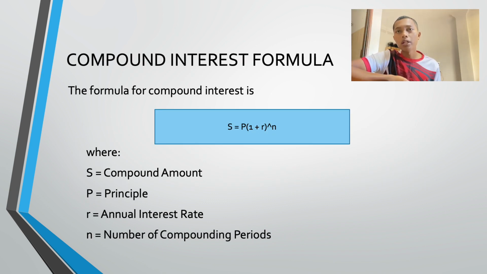This is the formula of compound interest, where S is the compound amount, P is the principal, R is the annual interest rate, and N is the number of compounding periods.